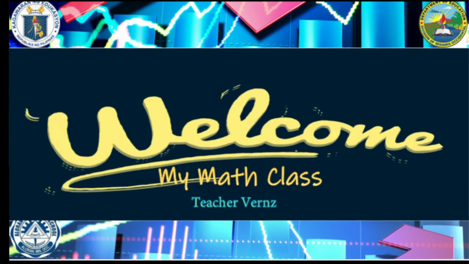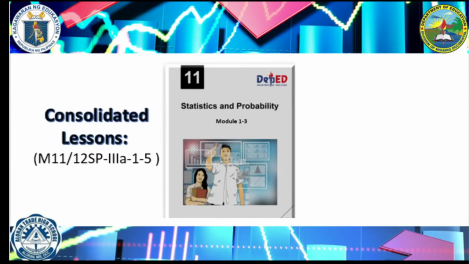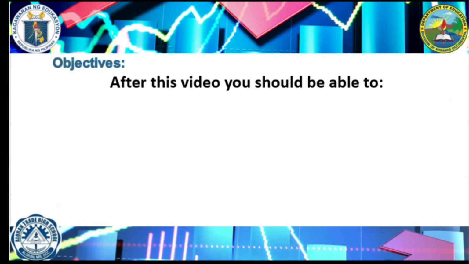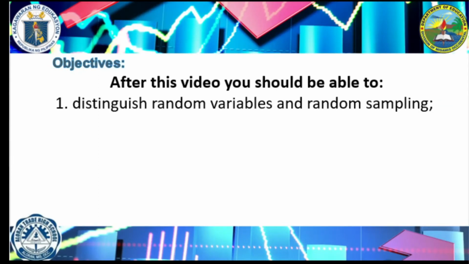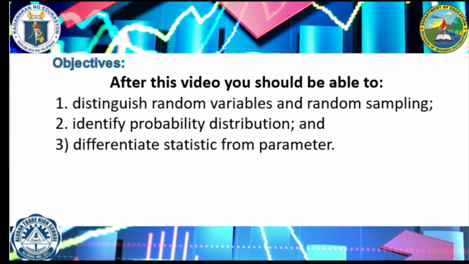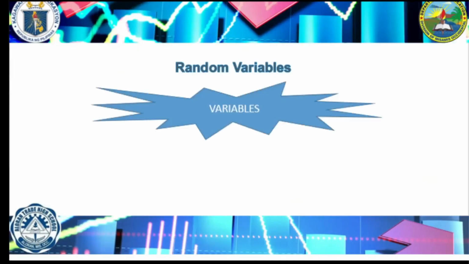I am Teacher Burns. So we are going to have consolidated lessons using Module 1 to Module 3, which is about random variable, probability distribution, variance, and standard deviation. After this video, you should be able to distinguish random variables in random sampling, identify probability distribution, and differentiate statistic from parameter. Now, what are random variables?